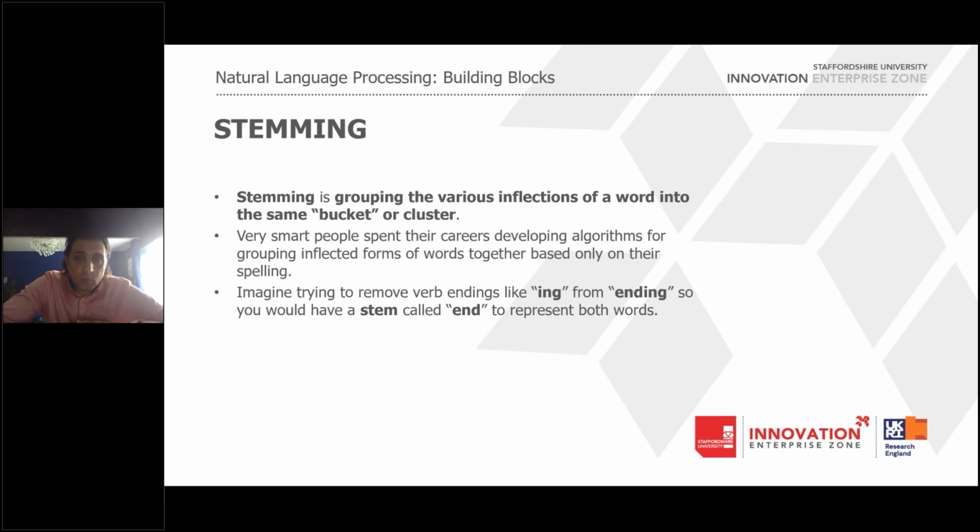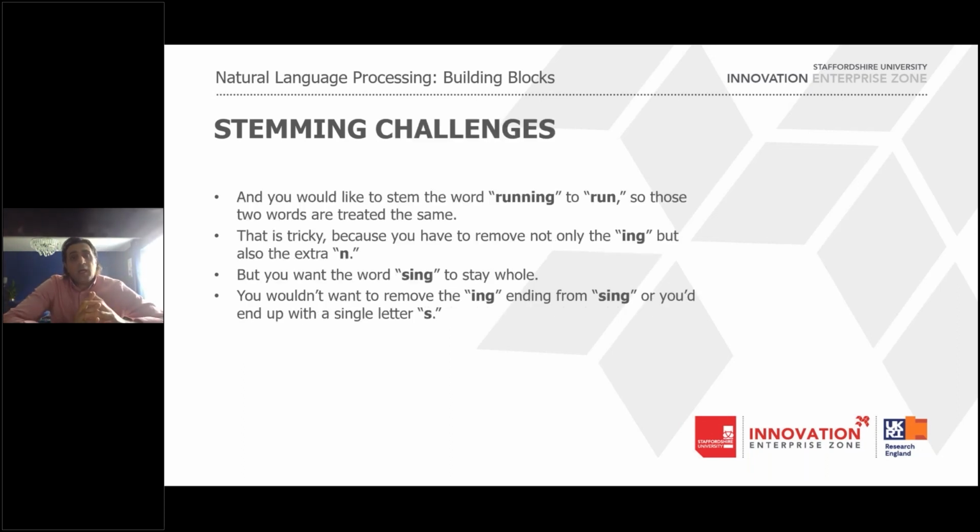So for example, you want to remove verb endings like ing or ending, so you would have a stem called end and ing as two different words. And you would like to stem the word running, for example. This is one of the challenges here, because if you want to separate run from ing, you cannot simply separate run. You have to separate them as run, get rid of this extra n, and then separate it to ing.